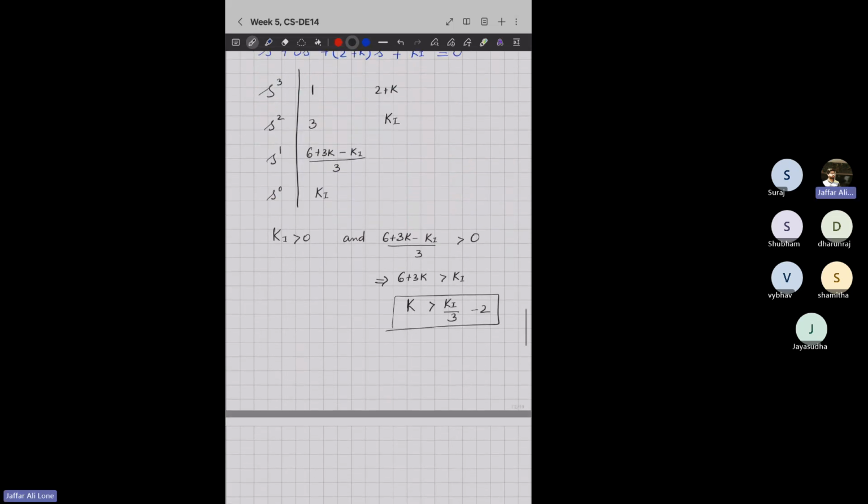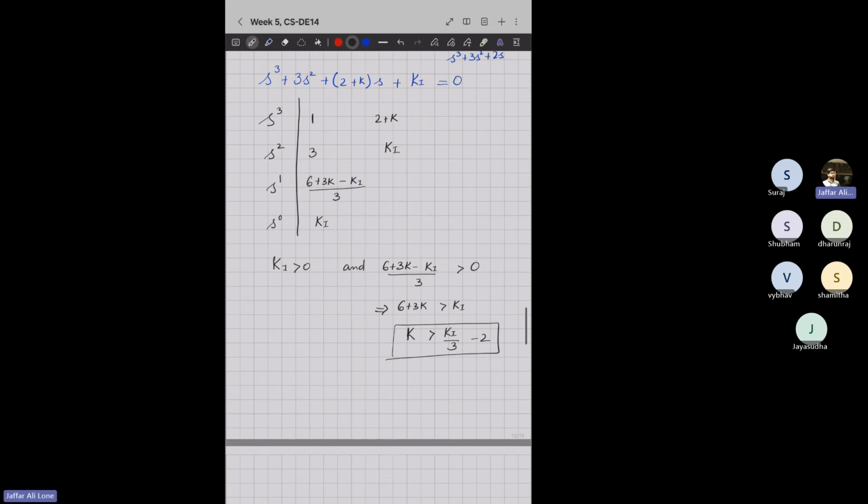Everybody got this? How I wrote this? Very simple. All the coefficients should be of the same sign. So your first two coefficients are positive. It means your third and fourth should also be positive. Then I just wrote them to be positive, solved it, and got the answer. Now let's make this question a bit complicated, the same way we did it for others.